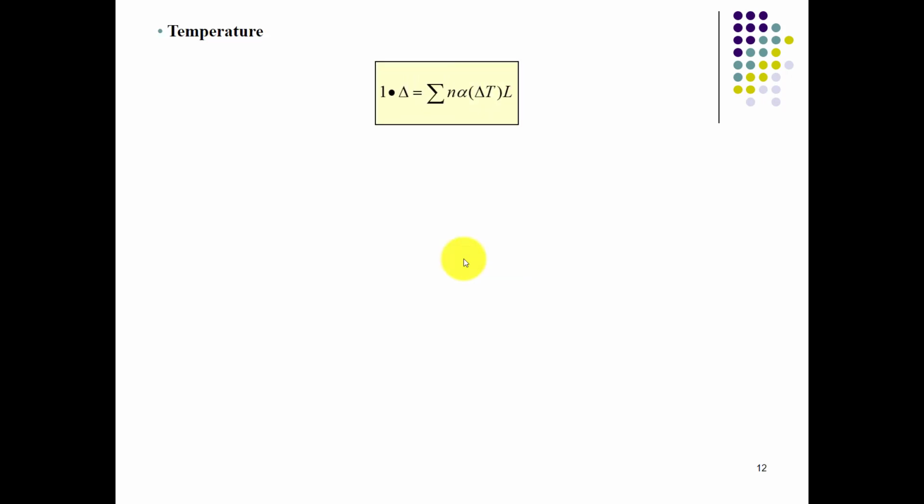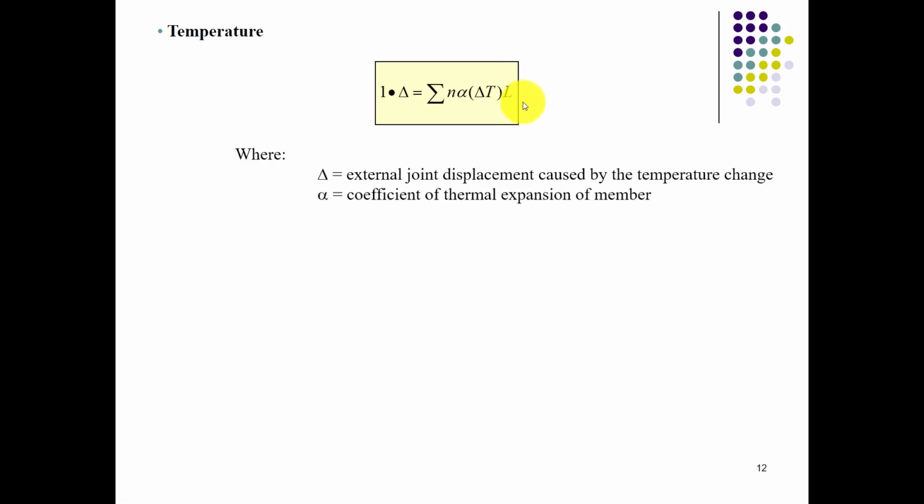So in case of temperature, you can calculate the response of a structure, or delta, in terms of n into the coefficient of temperature alpha into the temperature gradient and multiply with the length. You can calculate it easily. Alpha is the thermal coefficient of expansion, which is a material property that varies with the type of material. So it is multiplied with the temperature gradient to come up with the amount of delta due to temperature change.